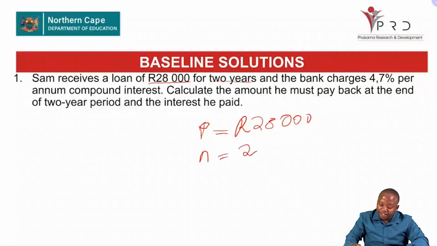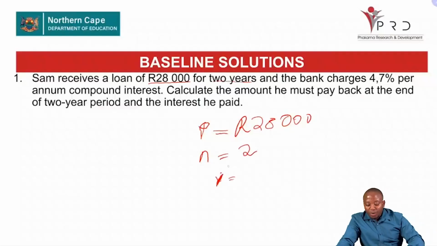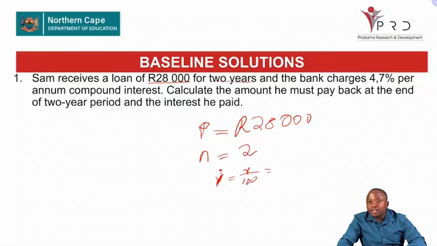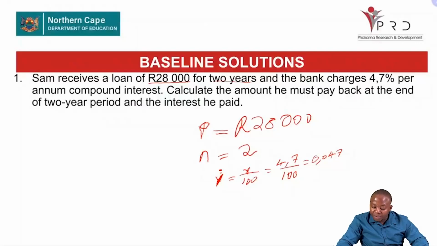And it says the bank charges 4.7 per annum compound interest. The 4.7 is our rate. Now, in this case, we do not substitute the rate. We rather substitute an I instead. So I is equal to rate over 100. So in this case, to get I from the interest rate that is quoted, we say 4.7 divided by 100. Then that will give us our I. So in this case, our I will be 0.047.